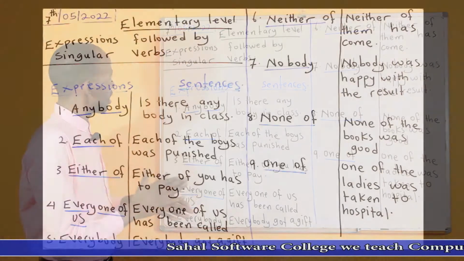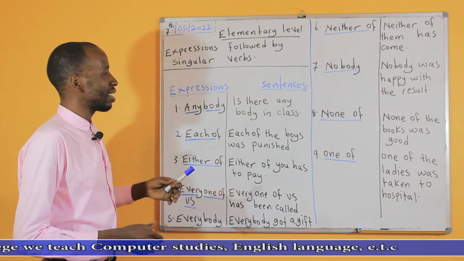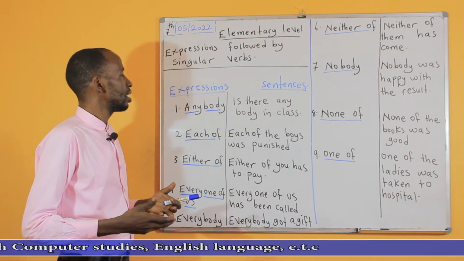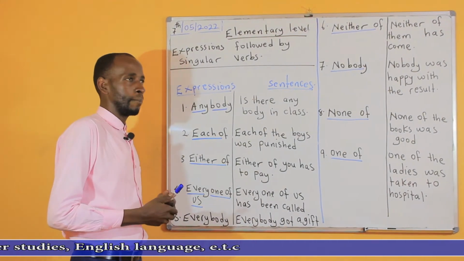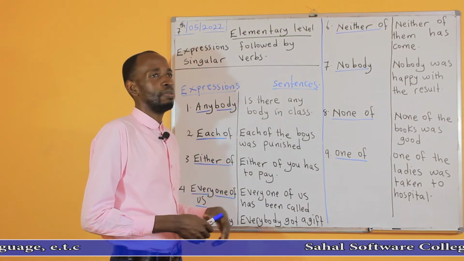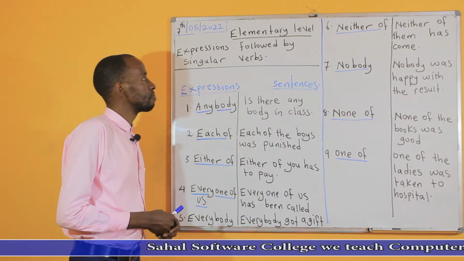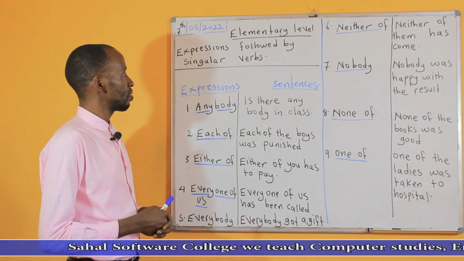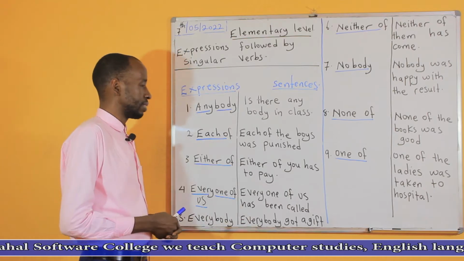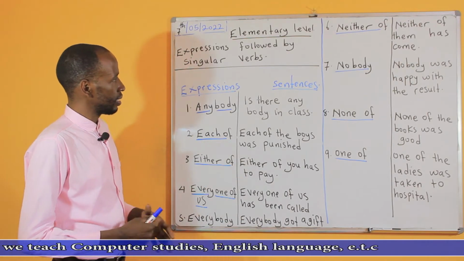Elementary level, expressions followed by singular verbs. Expressions. Expressions means what? Expressions means like words, or statements. When we use them, then you must use singular verbs. Singular verbs. Expressions followed by singular verbs. This is a very, very important lesson when you try to understand it.